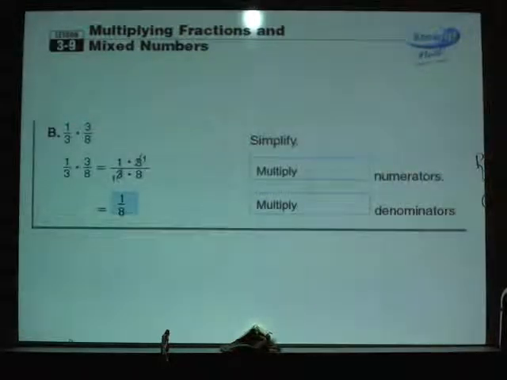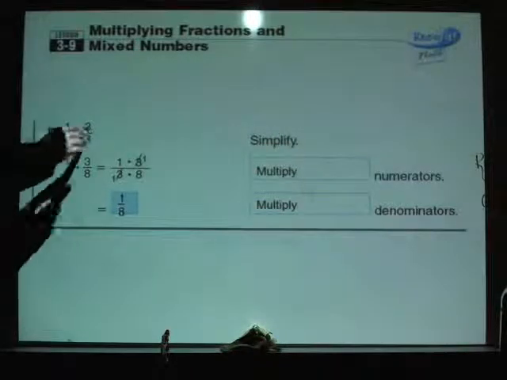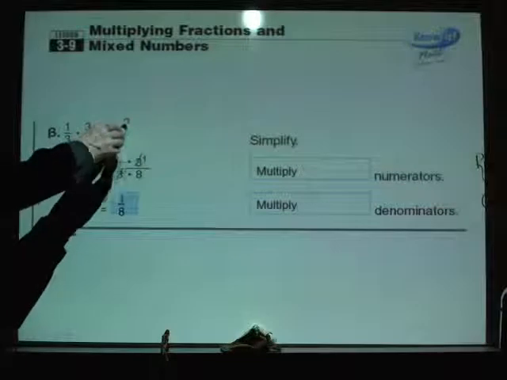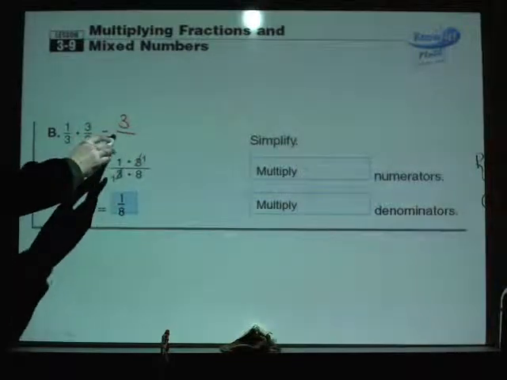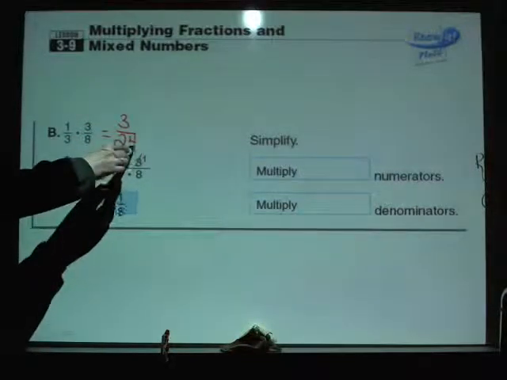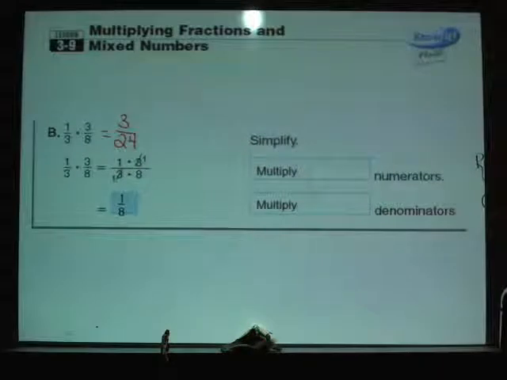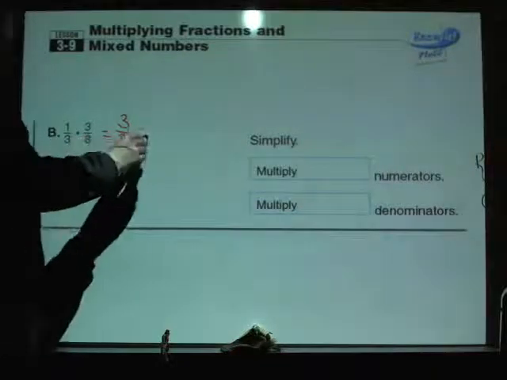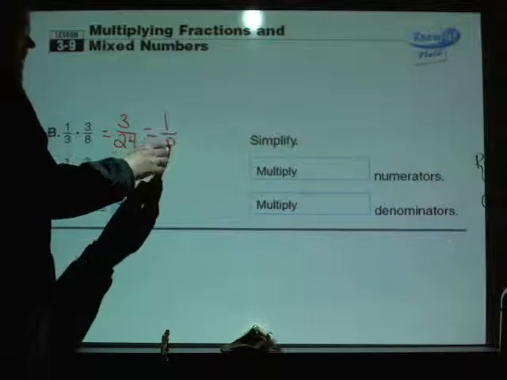Here's 1/3 times 3/8. Again, we could go ahead and multiply right away here. So we've got 1 times 3 in the numerators, 3, and 3 times 8 in the denominators, 24. And then we would reduce that fraction 3/24 by dividing out its greatest common factor, which is 3. And that would make this go down to 1/8.